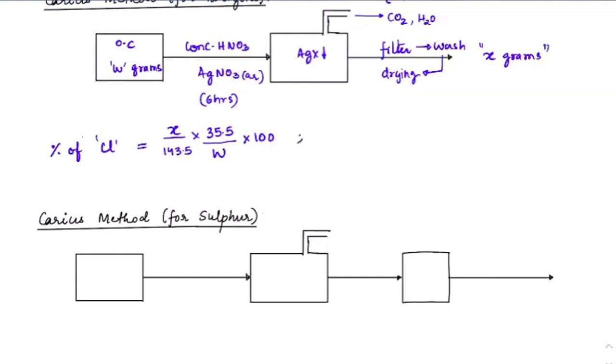Same thing, percentage of bromine. If you check out percentage of bromine, this will be X divided by molar mass, which for AgBr is 188, that is 108 plus 80. That multiplied by the atomic mass of bromine, which is 80, divided by W into 100. That is the percentage of bromine.